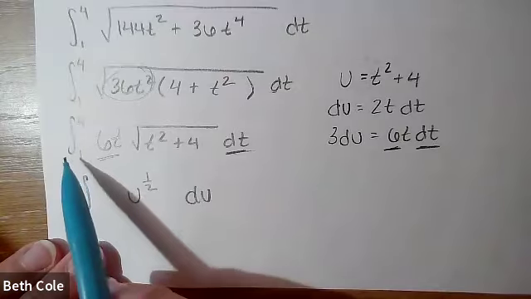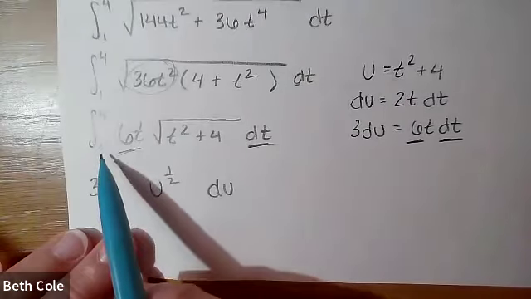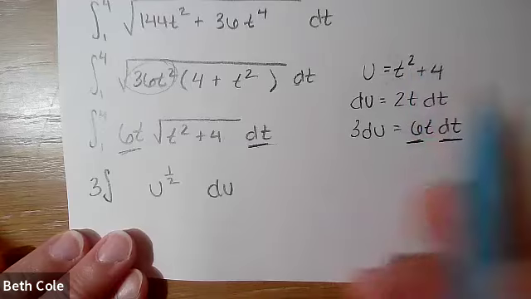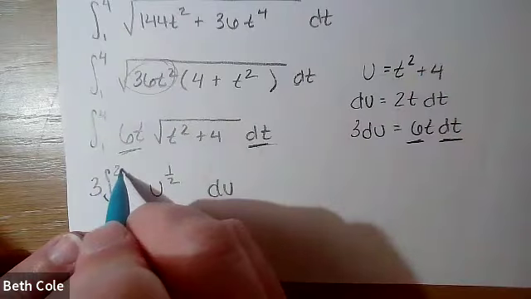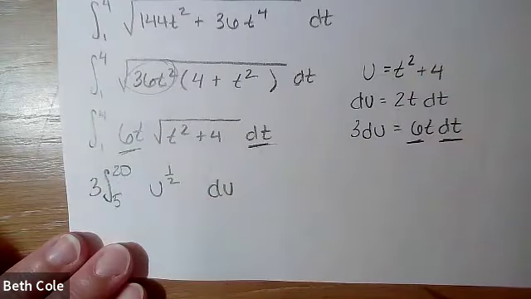And then it's real simple to change the boundaries. You just have to remember to do it. You're going to plug 1 in for t. That's going to give you 5. And we're going to plug 4 in for t. That's going to give us 20. Make sure I did that right in my head.